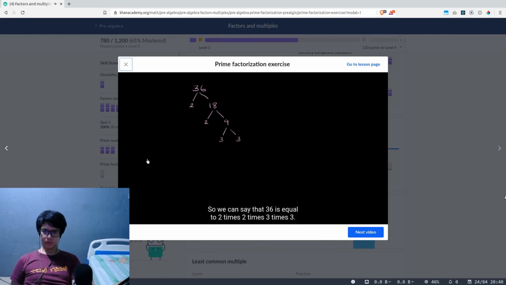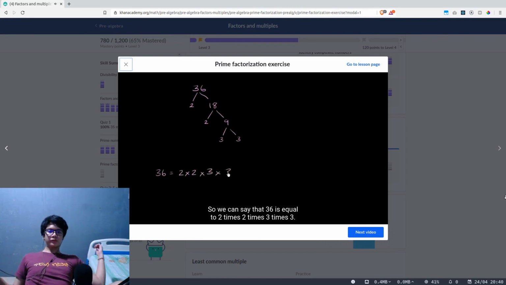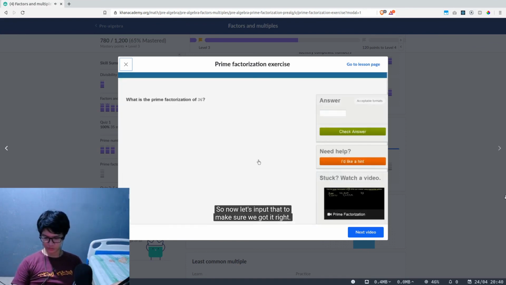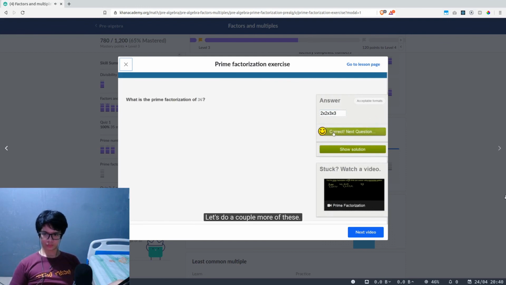So we can say that 36 is equal to 2 times 2 times 3 times 3. This is its prime factorization. All of these numbers are prime. So now let's input that to make sure we got it right. 2 times 2 times 3 times 3. And you can check yourself. If you have the product of numbers that are all prime, and the product actually is 36, you have successfully prime factorized the number. Let's do a couple more of these.